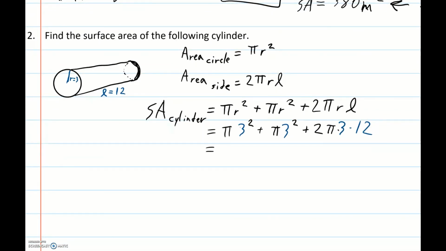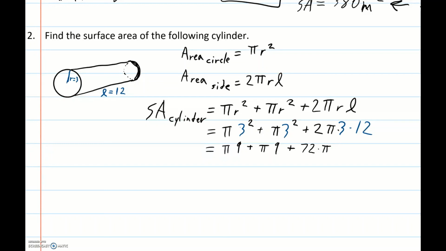So we have to now do BEDMAS. So BEDMAS brackets, we don't have any of those. Then exponents. So we have pi, but our exponent, so 3 times 3 is 9, plus pi, 3 times 3 is 9, plus, and now we can multiply all these together. 2 times 3 is 6, times 12, this is going to be a little bit of work, 6 times 12, 72. 72 pi. Okay, and we're doing this without a calculator, which is good because then we can leave pi in the end.